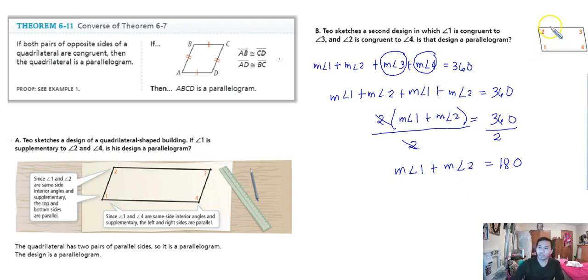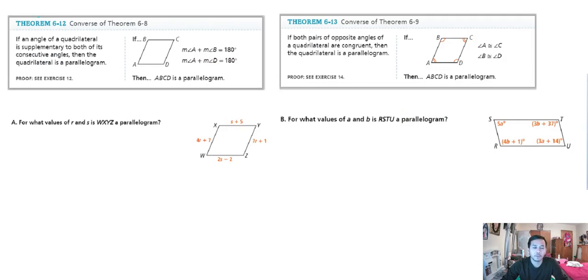Because the angles form a quadrilateral with one angle supplementary to both consecutive angles, and from the result in part A, the second design is also a parallelogram. So that's it. All right, let's go with our next theorem. Here we have two theorems showing on your screen: theorem 6-12, the converse of theorem 6-8, and also theorem 6-13, the converse of theorem 6-9.